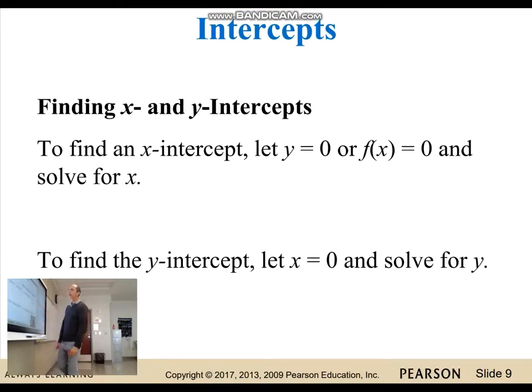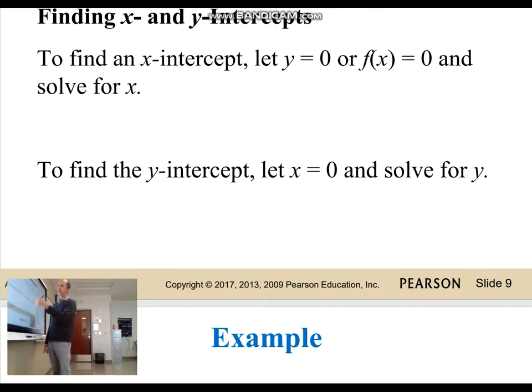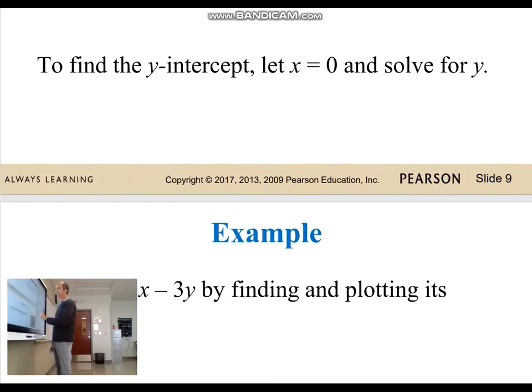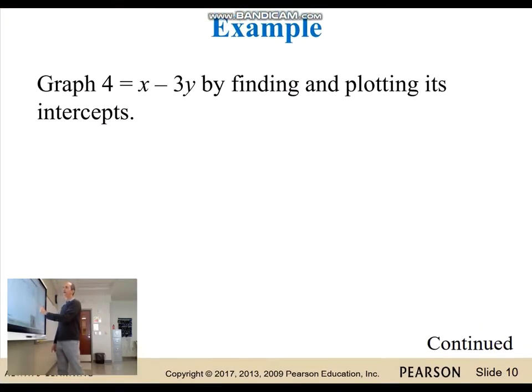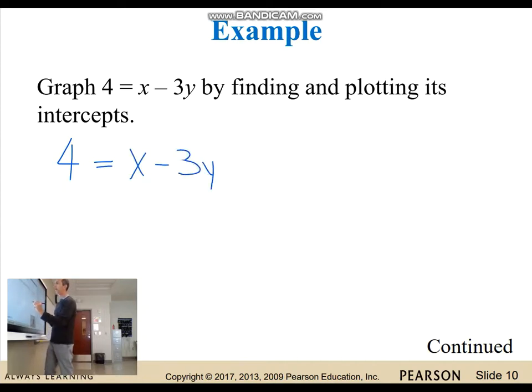Finding x and y intercepts, you have to let y equals 0 or f(x) equals 0 to find the x-intercept, and you have to let x equals 0 to find the y-intercept. Examples here. Find and plot the graph using the intercepts. The equation of this graph is 4 equals x minus 3y.